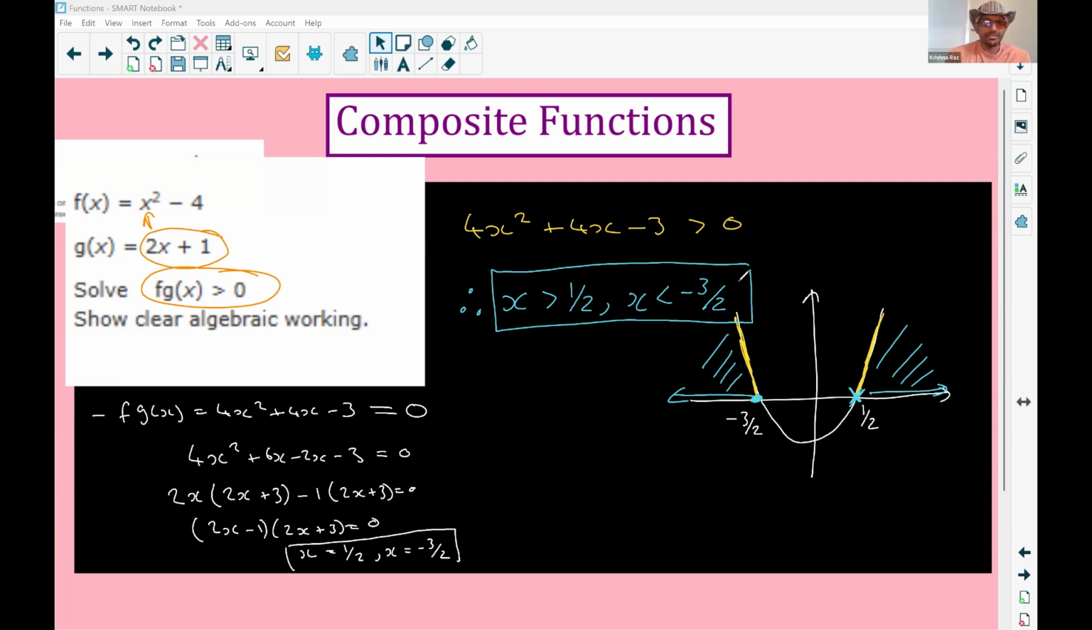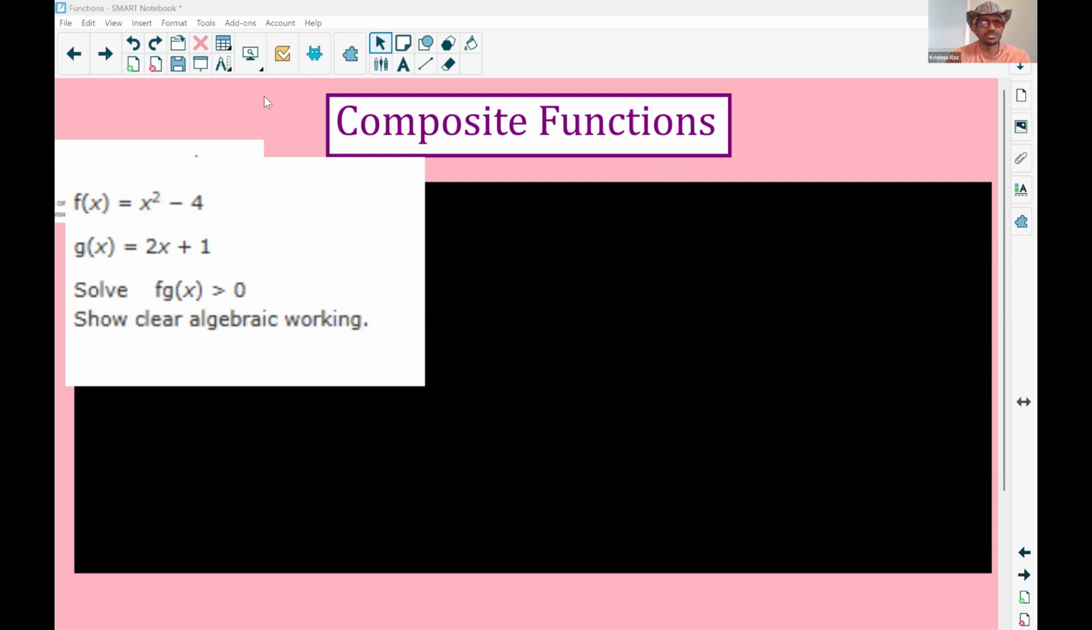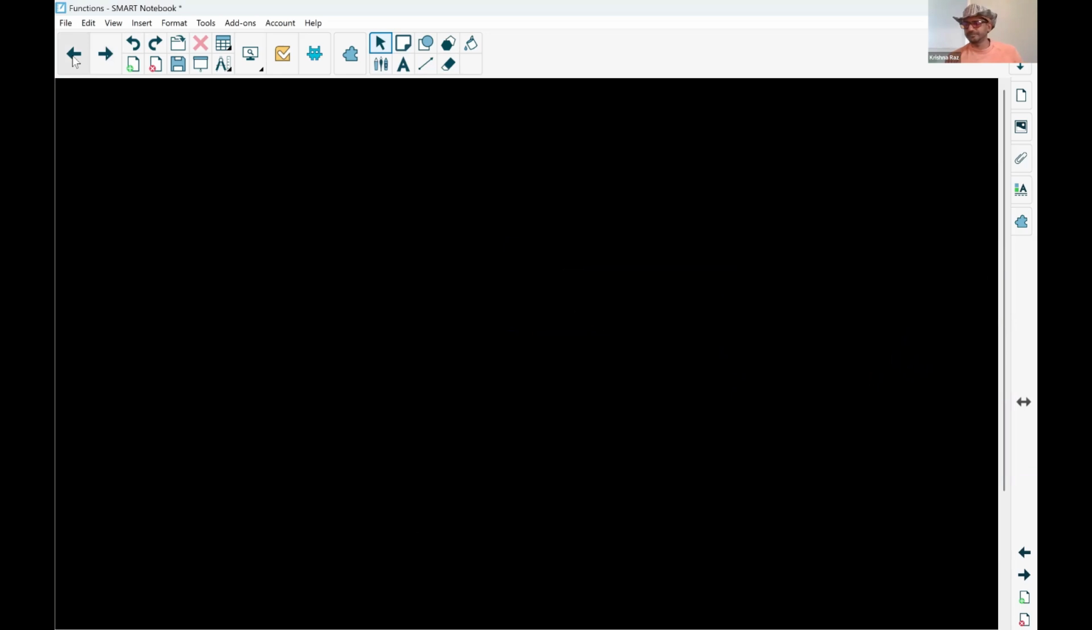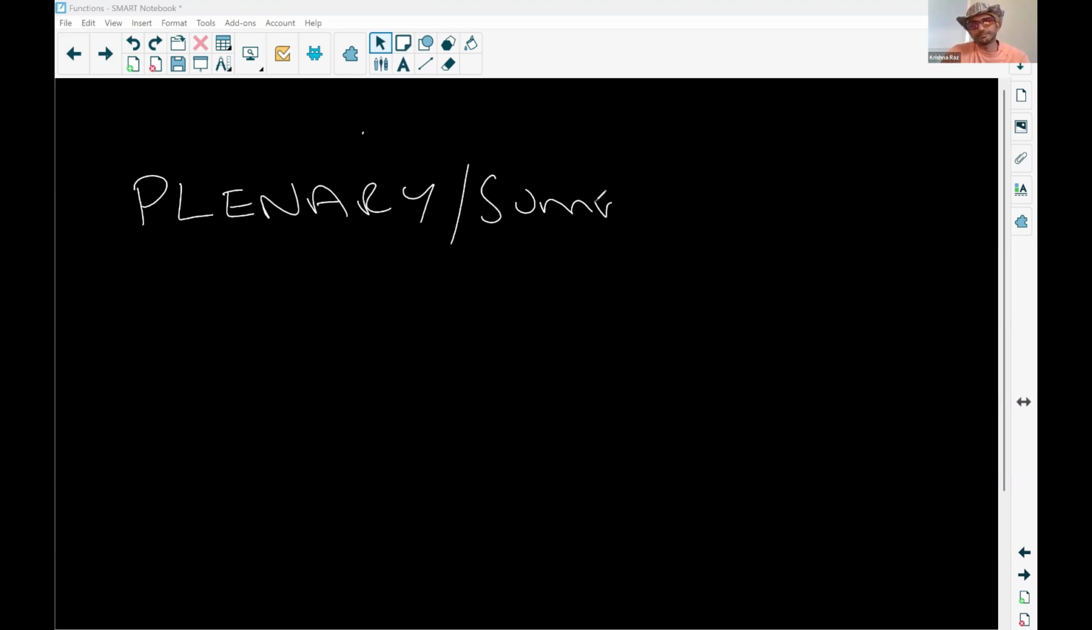But that was it. You can see how they like to use this potentially in exams to bridge a few topics. I think that is everything that I wanted to say about composite functions. I'm going to do a little plenary, which I don't normally do on my videos. Maybe it's something I should do more of. So let's do our plenary. That means just summary.